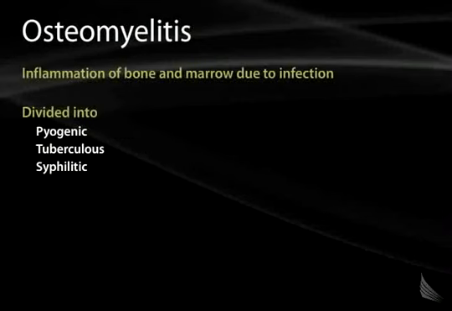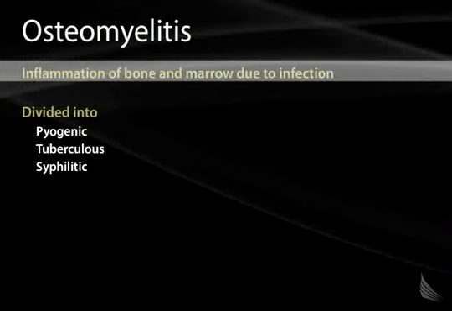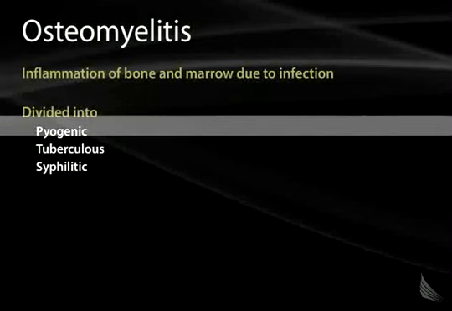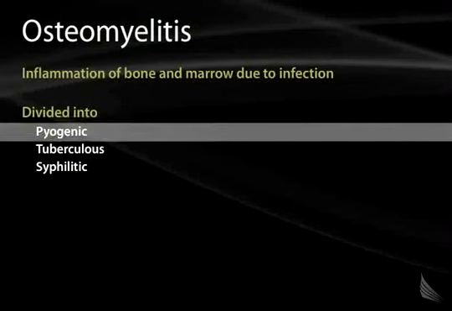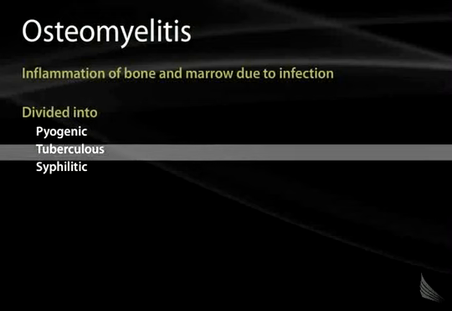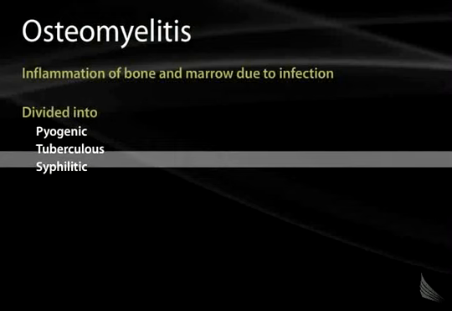Osteomyelitis refers to conditions where there is inflammation of the bone and marrow due to some sort of infection. This can be due to pyogenic causes, usually bacterial, tuberculosis infections, and syphilitic infection is a special case with particular changes that occur to the bone that are worth knowing about.